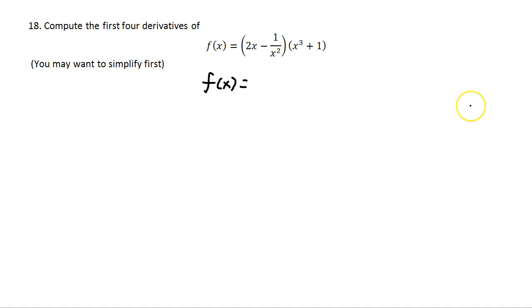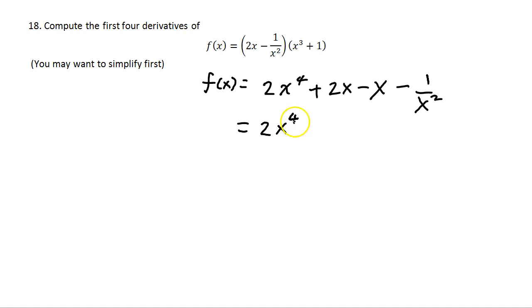Let me just say it while pointing. 2x times x cubed, so it's 2x to the 4th. 2x times 1. Negative 1 over x squared times x cubed, that's just minus x. And then this times this is negative 1 over x squared. Now these are like terms, therefore I can simplify that as just x.